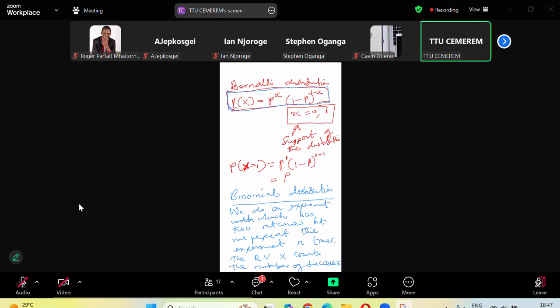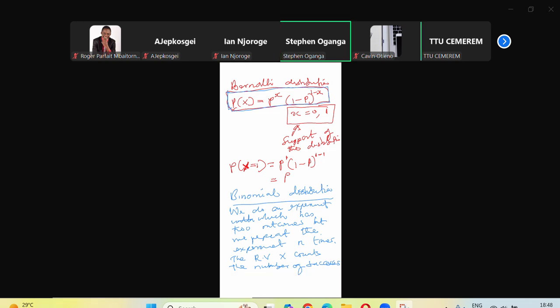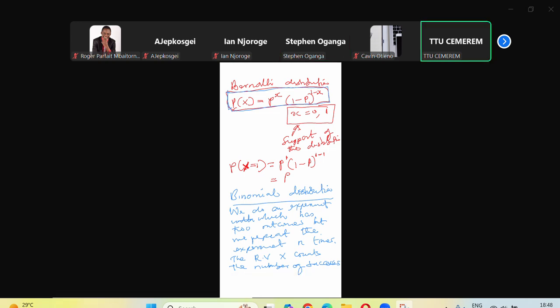So what is the difference between the binomial distribution and the Bernoulli distribution in terms of the way these experiments are structured? Anybody? The number of times the experiment is done. The difference is only in the number of times the experiment is done. In Bernoulli, how many times is the experiment done? Once. In binomial, how many times is the experiment done? n number of times. In both of them, when you do the experiment once, how many outcomes are possible? 2 outcomes in both of them. Is that okay? Yes.